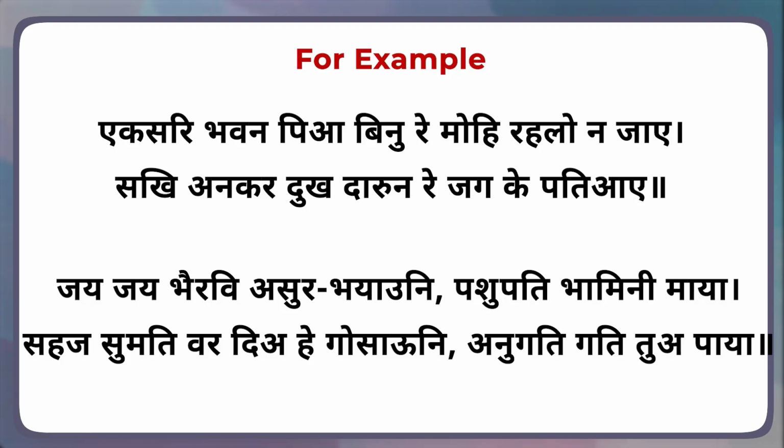This punctuation is used mostly in verses or couplets or Sanskrit slokas where there are two lines, where the first line ends with a danda, single danda or a full stop, and the second one ends with the double danda. For example, you can see these two. So this one is Jai Jai Bhairavi Asur Bhayavuni Pashupati Bhamini Maya Sahaj Sumati Varadiya He Gosavani Anugati Gatitva Paya. So the first one has single danda and the second one has the double danda.